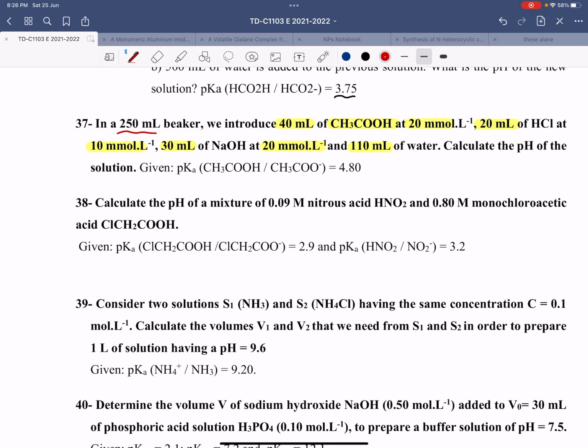Now, you have to do the long version. The long version is, first, react HCl with NaOH according to the table. Second, whatever remains from the first reaction, react it with CH3COOH. That's the long version.